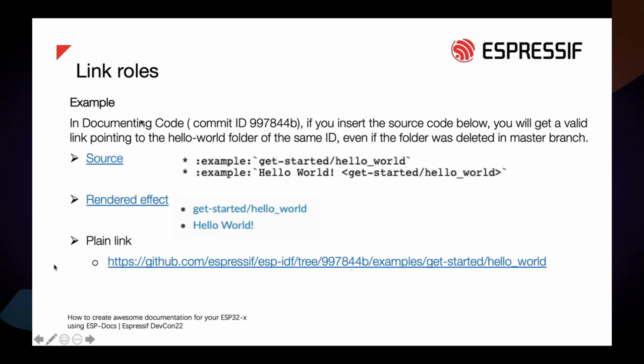So let me give you another example. In documenting code, this is a document. If you insert the source code below here, you will get a valid link pointing to the hello world folder of the same commit ID, even if the folder was deleted in the master branch. It will still be directed to this commit ID. So the source looks like this, and the rendered effect is like this. And the actual plain link also points to the code of this commit ID, 997844B, the same as this one.